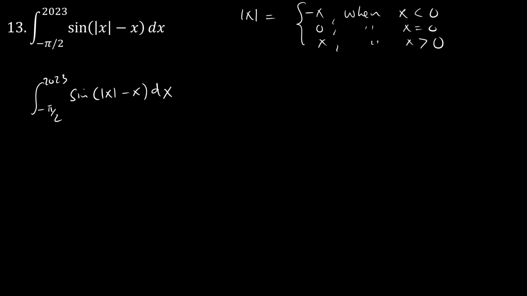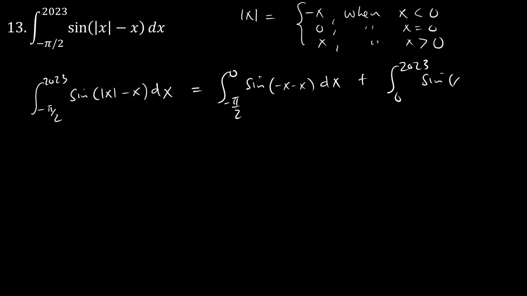can separate this into two separate integrals. So we have from negative pi over 2 to 0 of sine of negative x minus x, plus from 0 to 2023 of sine of x minus x. And this obviously goes to 0, so this entire enterprise goes to 0.